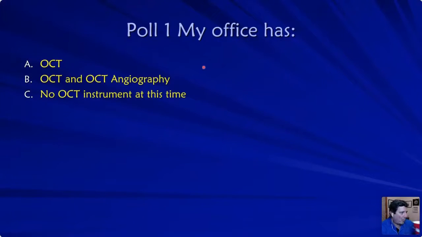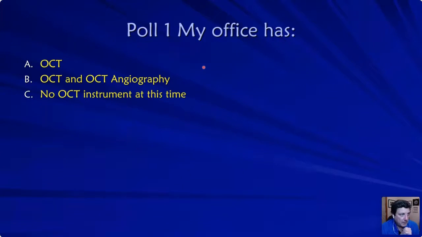The poll has been launched. And right now it looks like OCT is ahead at 60%. OCT and OCT angiography is at about 17%. And no OCT at this time is polling around 25%.